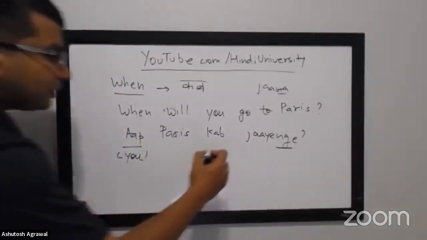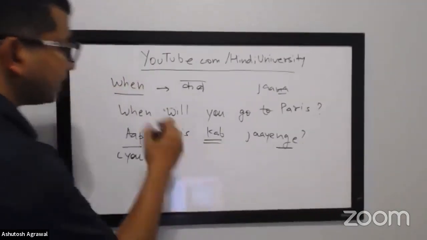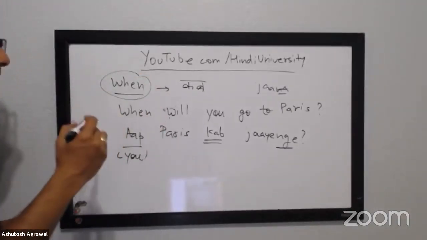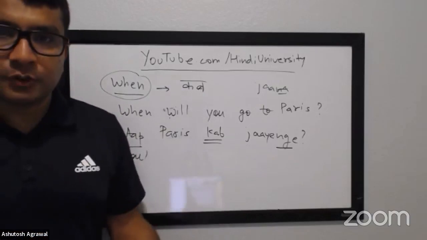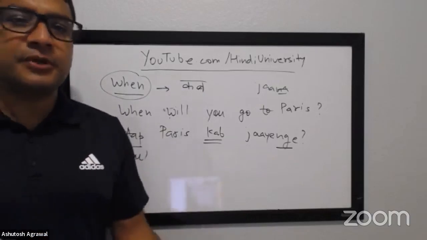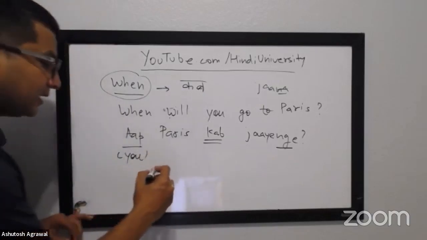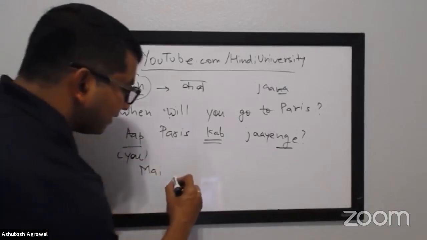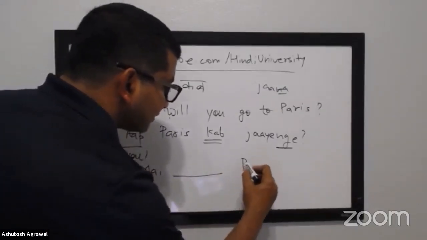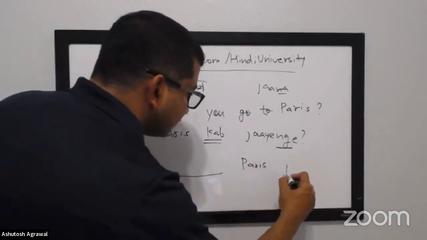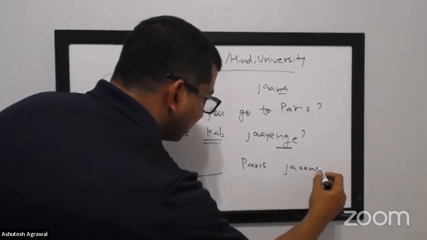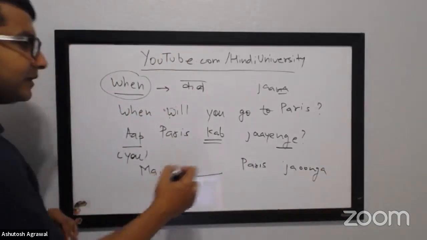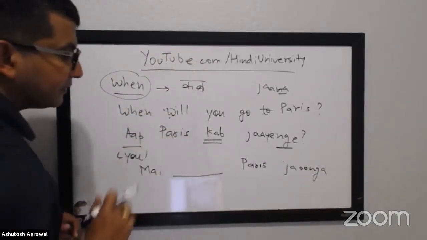So naturally, this is the question being asked to you around when. You will need a time-based adverb to respond to this question. We learned in the previous class how you will answer. The question is asked to you, so you will say, मैं पेरिस जाऊंगा. I will go to Paris. But you've not responded to when, and this is what the whole discussion was in the previous class.